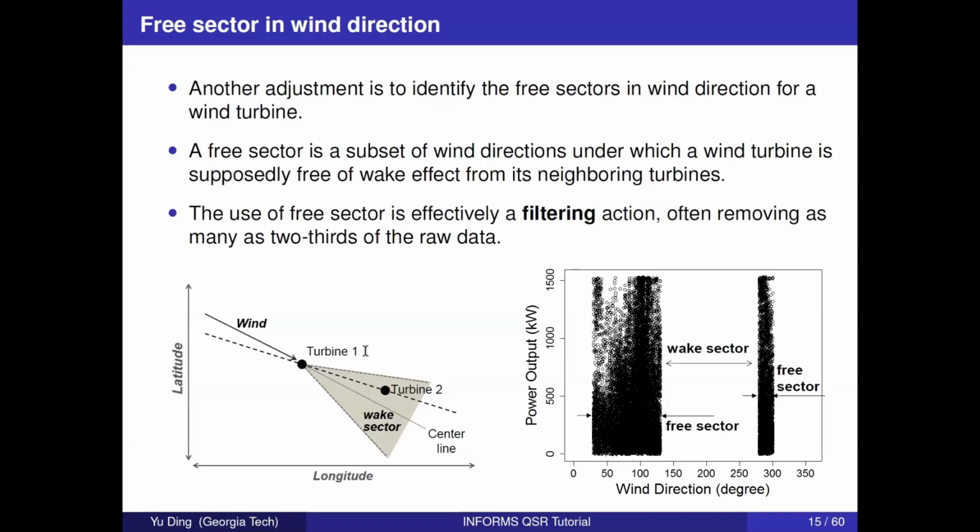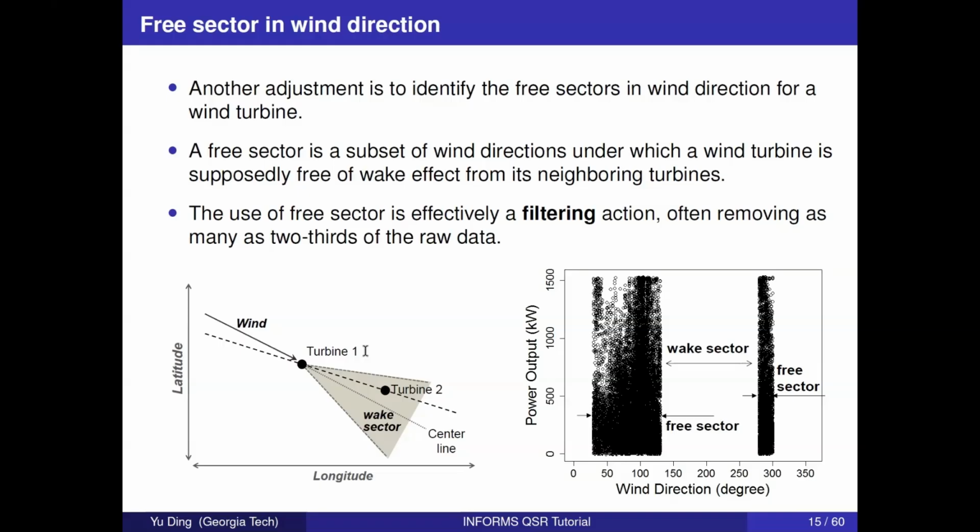And there's a wake sector, right? Depending on the wind directions, there's a wake sector of turbine 2. And the IEC standard says if you want a more accurate quantification of the wind power curve, you're not supposed to use the data in the wake sector. You should use it in the so-called free sector. The problem is, if you have a lot of turbines near to each other, there's not really much free sector, right?